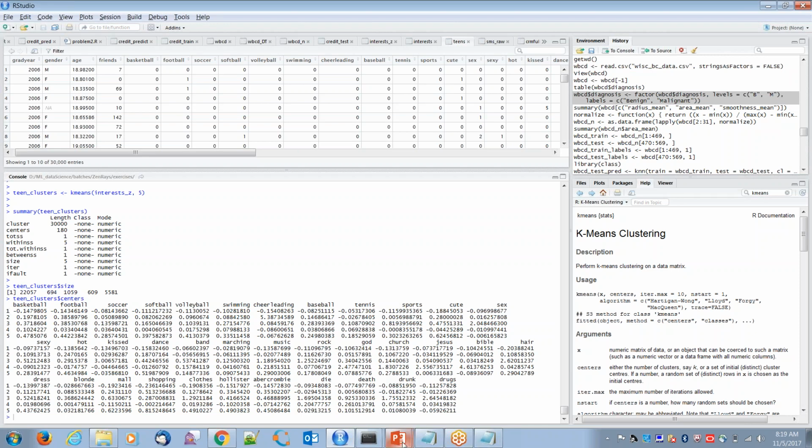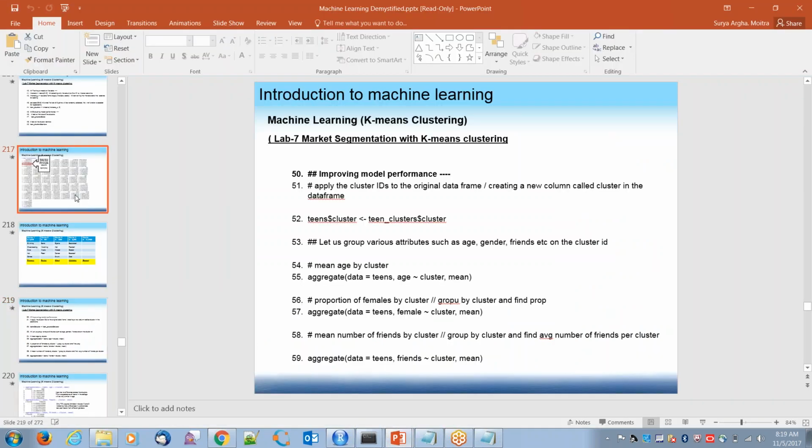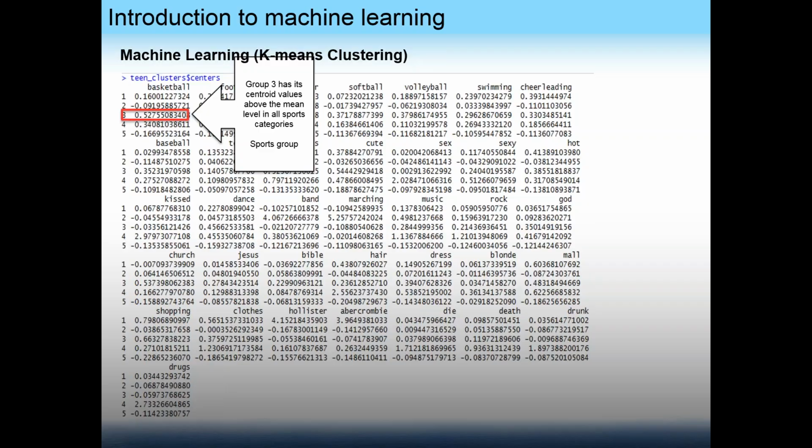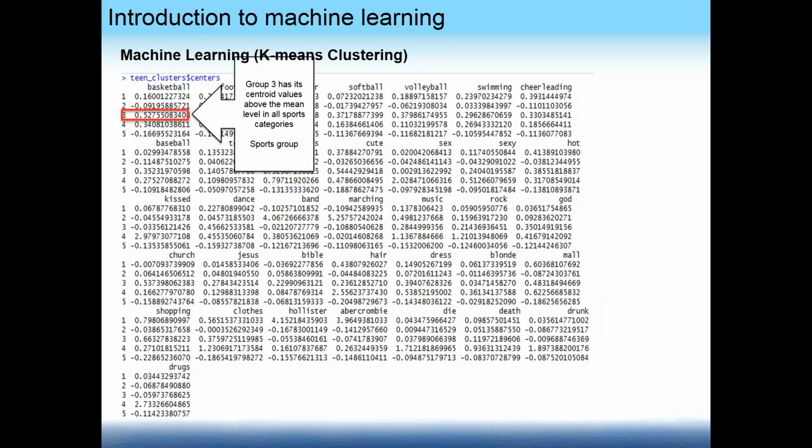So now let's go to the PPT once. Now look at that. This is the same thing that you are seeing in RStudio. Here we have the keywords and we have the data for each cluster. For each keyword we have clusters 1 to 5. Now we have to understand which cluster is more inclined to sports, right? So just look at the values. These are the mean values.